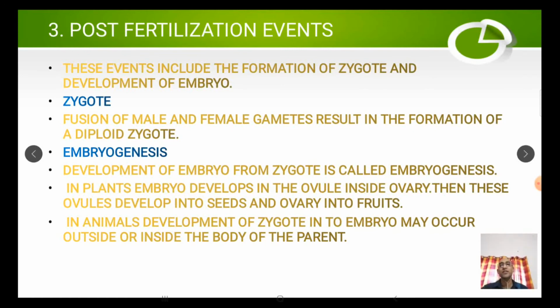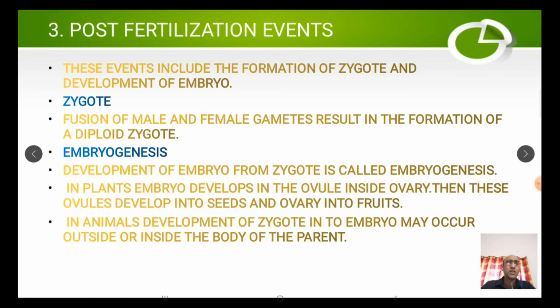Now fertilization has been completed. We had already discussed that there are 3 steps in sexual reproduction: pre-fertilization event, fertilization, then post-fertilization. Post-fertilization means events that are occurring after fertilization. So what happens after fertilization takes place? After the fertilization has been completed, what will be the resultant of fertilization? A zygote. Then that zygote will develop to form an embryo.